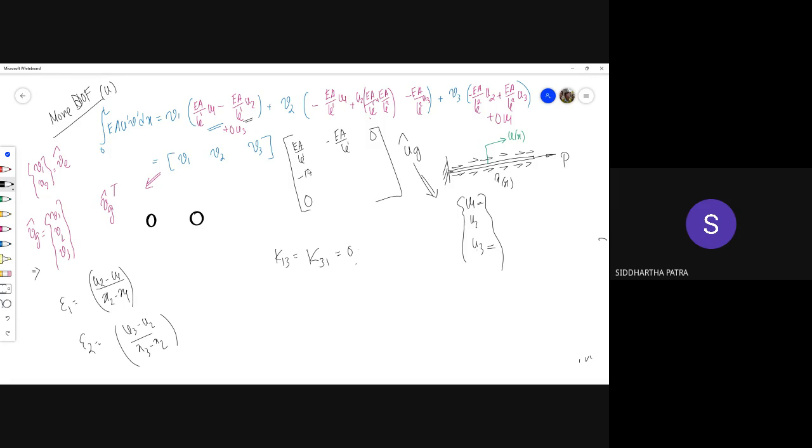And this one is going to be a symmetric matrix, because it comes from a symmetric form. You see, this is the symmetric bilinear form that we have been repeatedly talking about. So it has to be symmetric.